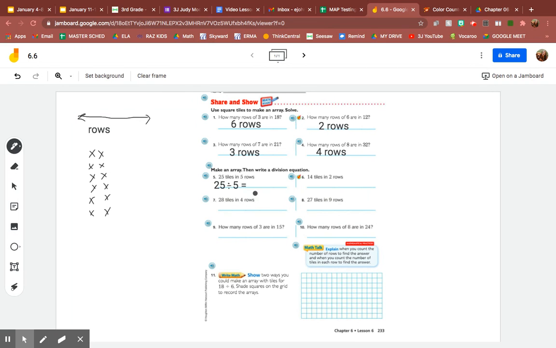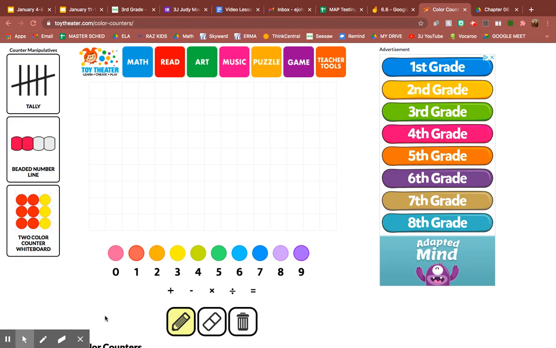All right, so 25 divided by 5. If we have 25 divided by 5 equals blank, I know that 5 times this number equals 25. So 5 times what equals 25? If you are thinking 5, then you're correct. So that means that we have to make an array with 25 objects in all, divided into 5 rows, and that's going to be 5 in each row.